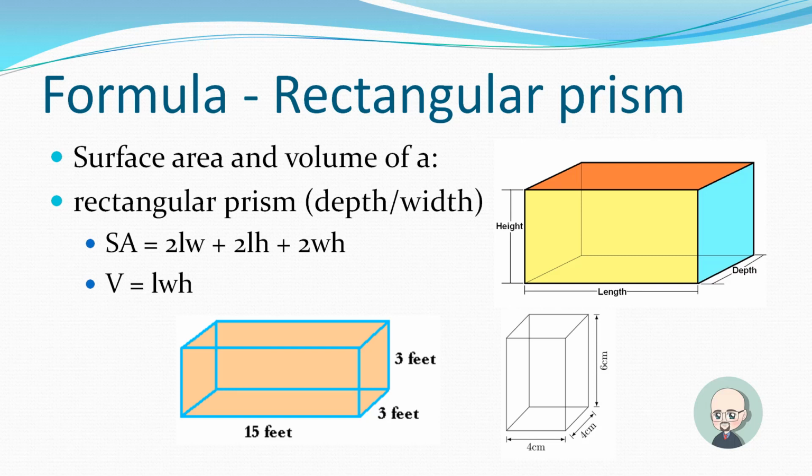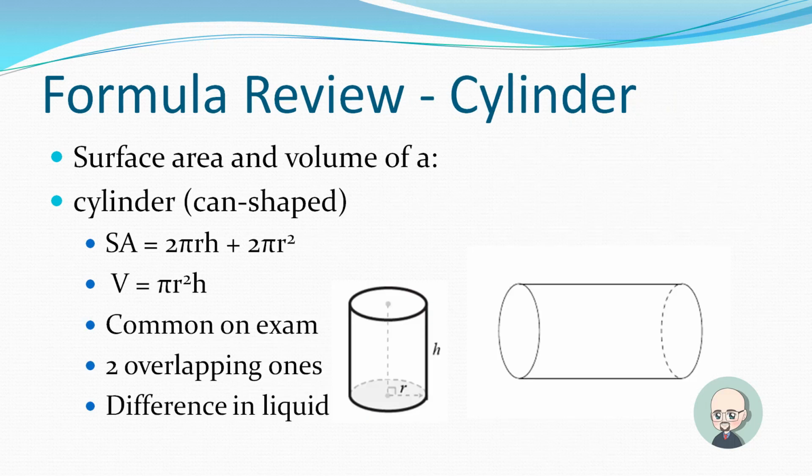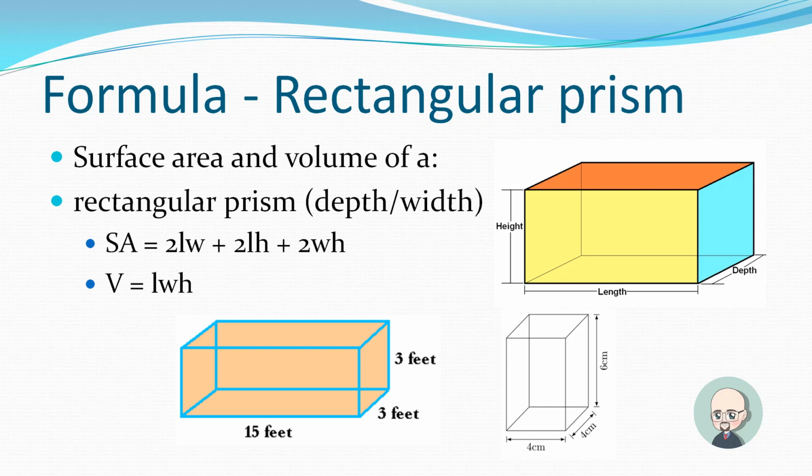The surface area is 2 times the length times the width plus 2 times the length times the height plus 2 times the width times the height. The volume is length times width times height. It's pretty straightforward. If we look at the figure at the bottom, that's 15 by 3 by 3. The volume is 15 times 3 times 3. The surface area would be 2 times 15 times 3 plus 2 times 3 times 3 plus 2 times 15 times 3. Okay? So that's pretty straightforward.